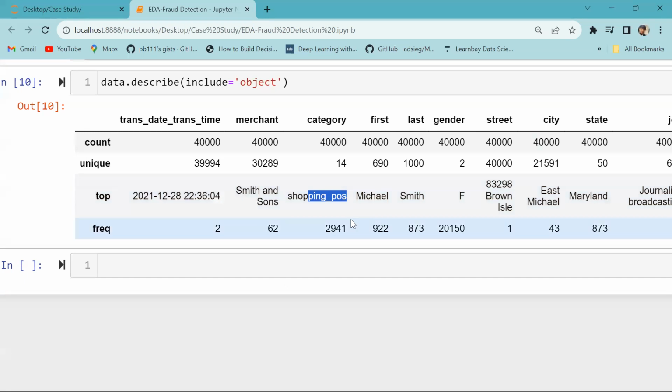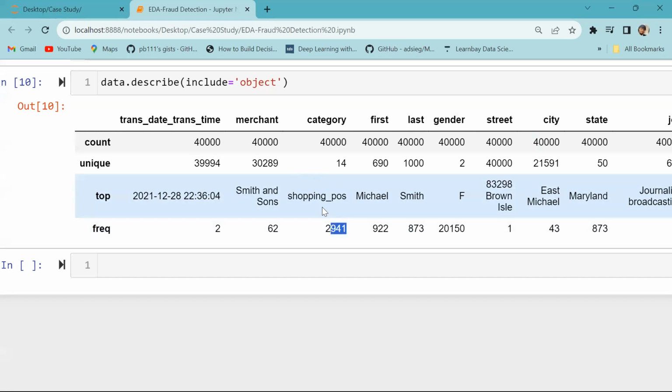Shopping underscore POS is your mode. That means in this particular area most of the transactions are happening. This is the category where most of the transactions happened.